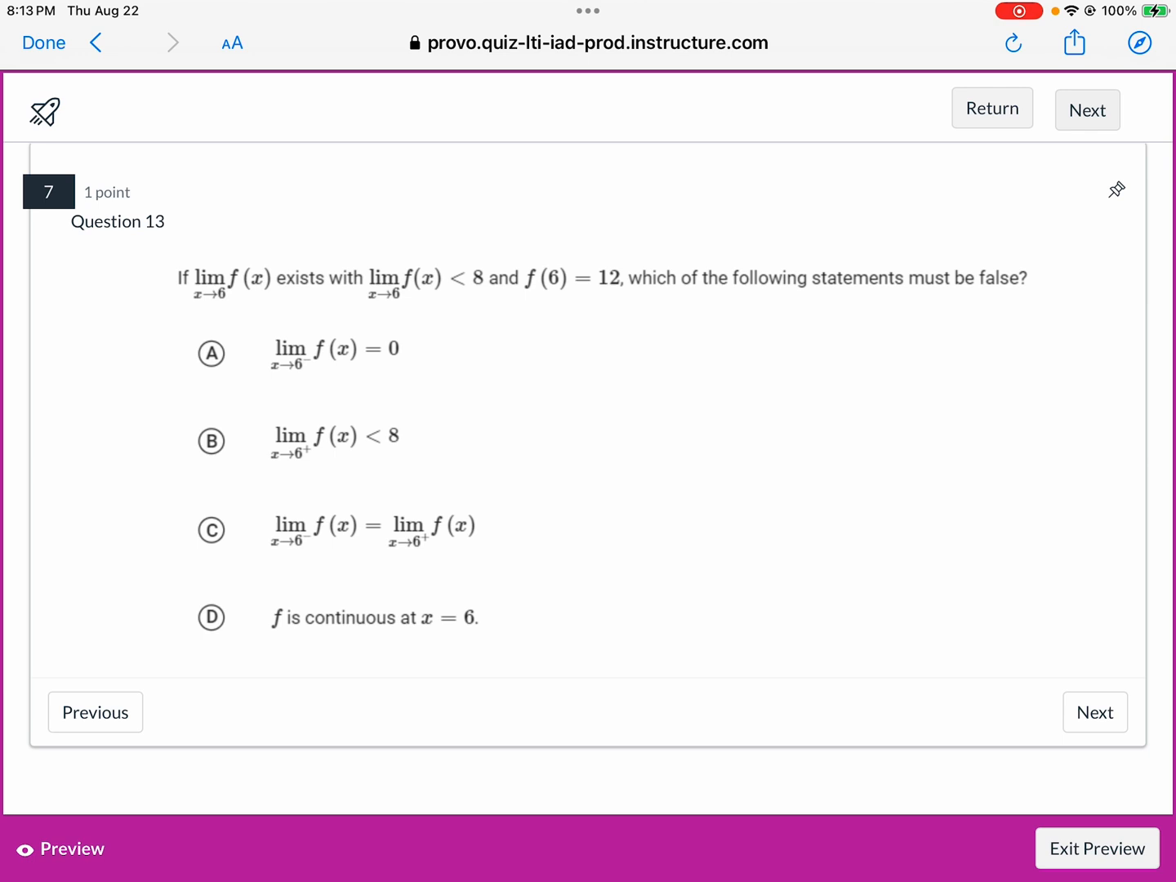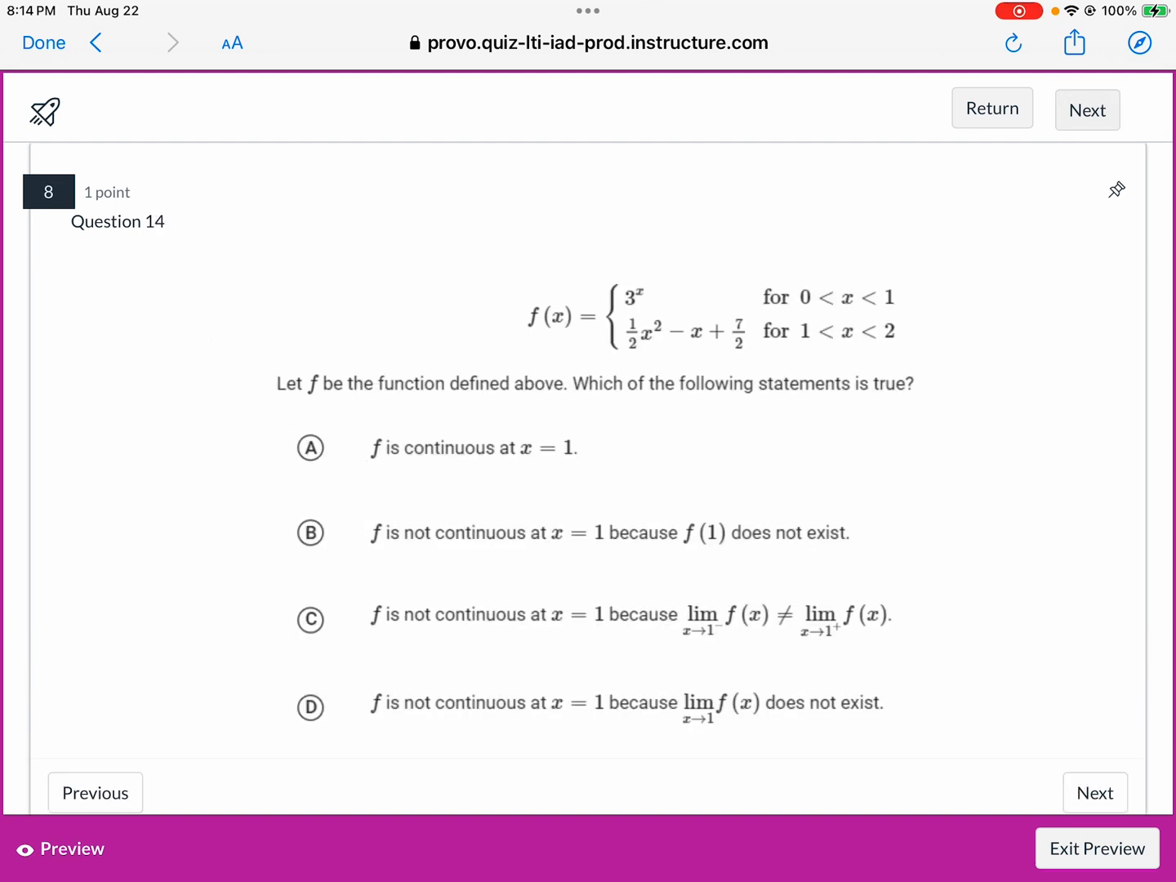So C, the limit as x approaches 6 from the left is equal. Yes, so C has to be true because the first thing that this statement says is that the limit as x approaches 6 exists. I kind of already said that earlier. So D, f is continuous at x equals 6. Okay, that must be false. Yes, because it says that the limit as x approaches 6 is less than 8, but it also says that f of 6 is equal to 12, which is greater than 8. Therefore, it can't be continuous because those values would be different. So there you go.